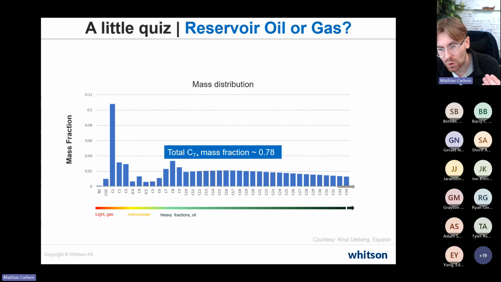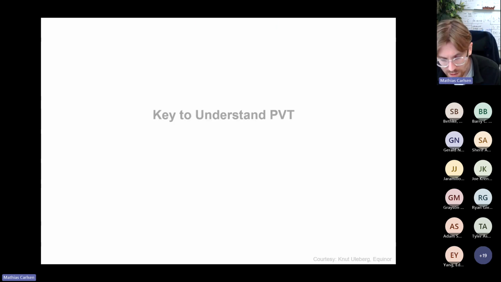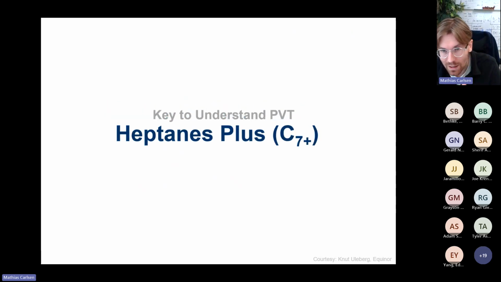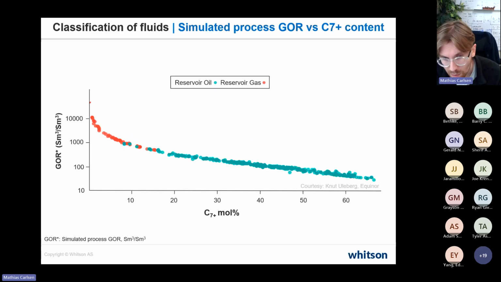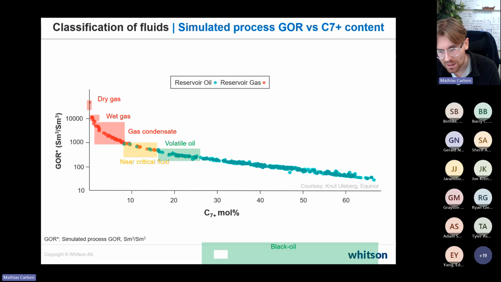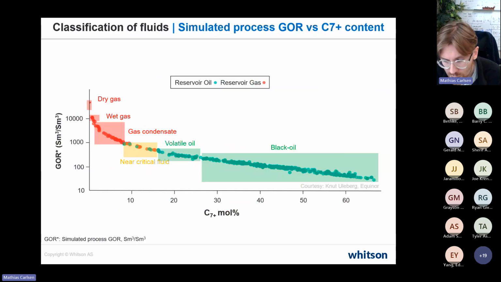And this comes back to a third key point. To really understand PVT, you need to have an understanding of these components and the distribution of everything that's heavier than C7. That's what we call heptanes plus. And heptanes plus is an extremely good correlator to a lot of different types of PVT properties. Here's just an example of GOR versus C7 plus, bracketed into different fluid types. But it's also an extremely good correlator to fluid type in general.